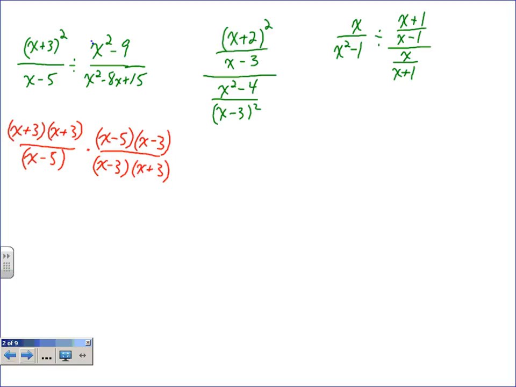And now I can reduce. The x minus 5 and the x minus 5 reduce. The x minus 3 and the x minus 3 reduce. The x plus 3 and the x plus 3 reduce. What am I left with? I'm done.